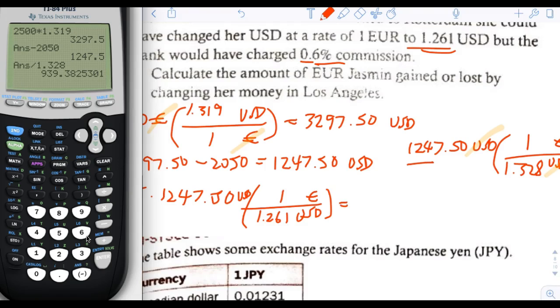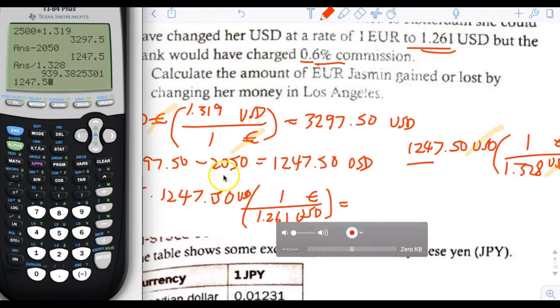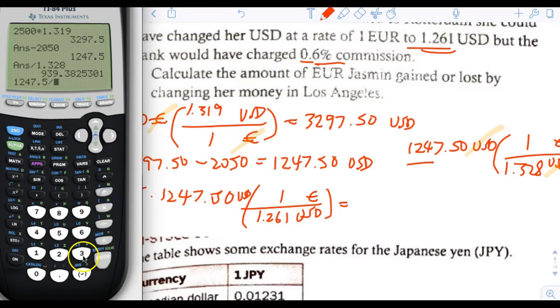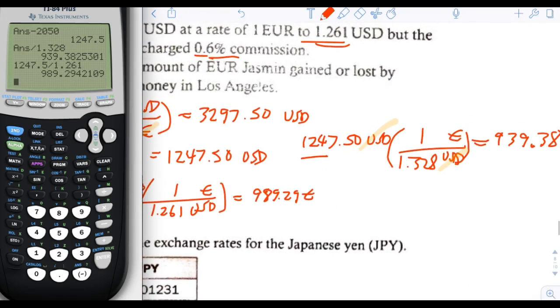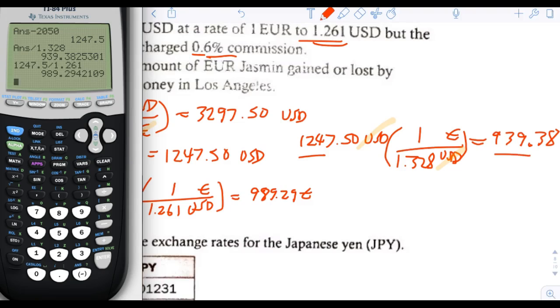So let's see how much that is. So it's 1247.5 divided by, because it's in the bottom, right? Divided by 1.261 gives me 989.29. 989.29 euros, which is obviously a better deal than this, but we still haven't subtracted out the 0.6% commission.